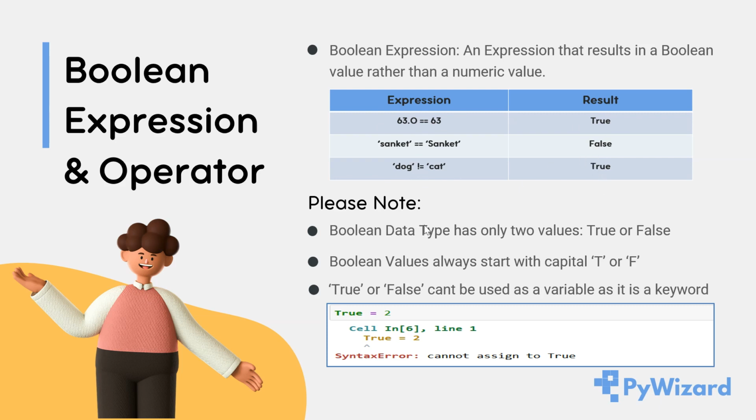The next is Boolean data type. The Boolean data type, remember, always has only two values, which is true or false. And the uniqueness of Boolean values is that they always start with capital T or F. There is one more thing that we need to take note of, that is true and false are keywords, and as described in the earlier videos, keywords cannot be used as variables. So if you try and assign any value to true or false, you'll start getting an error like this saying that cannot assign it to true.